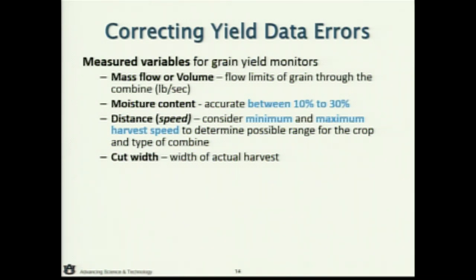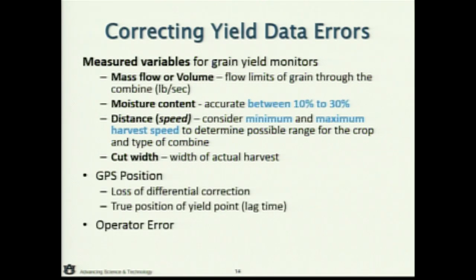We talked about that. That can influence yield dramatically. But those first three are really what we're measuring constantly. Every second we're getting a measurement and an estimate of those. So think about that. We've got GPS. You lose your differential correction mark. We talked about that. It could be somewhere from a meter to 20 meters off. So, you know, we want that true.